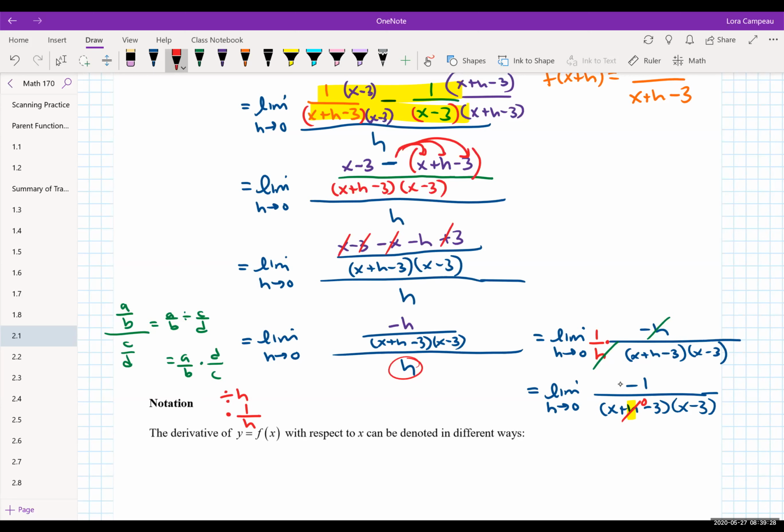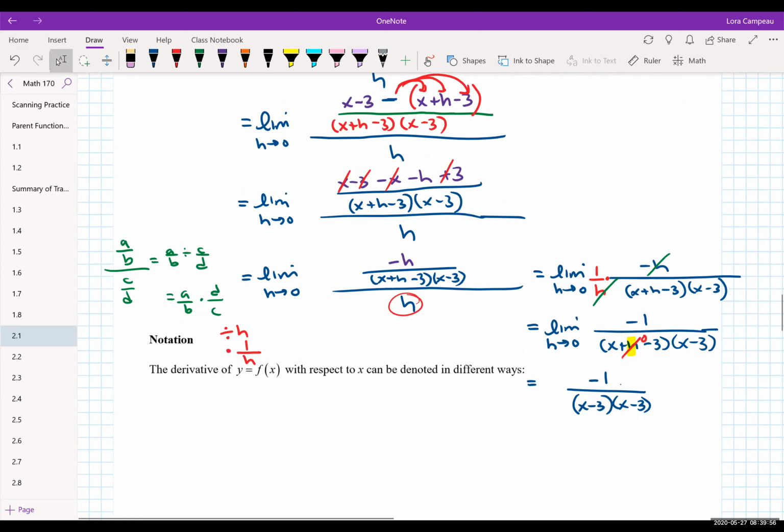We actually don't need anything to lure us away from using the direct substitution. And actually, if I already know h is going to 0, what do I get at the end? That's actually me substituting in for h. I have negative 1 over x minus 3 times x minus 3, which, if I can, I'm going to move a little bit off to the side of this example. We'll deal with that later. That's negative 1 over x minus 3 squared.